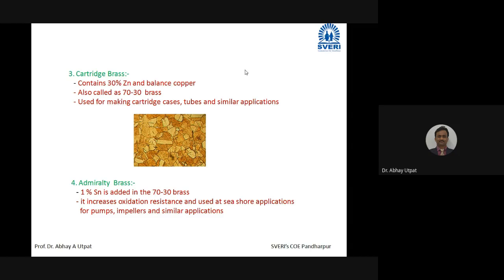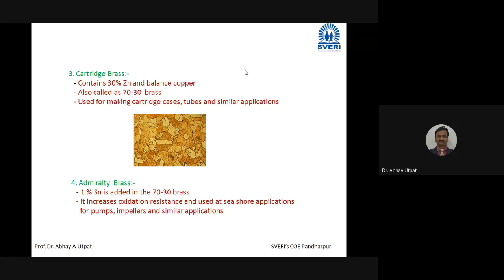Now it is not only this application. Similar alloy is used for making other parts also, tubes and similar applications. But majorly it is used for making cartridges. That's why the alloy itself is called cartridge brass. Its another name is 70-30 brass. It consists of 30% zinc and balance copper.